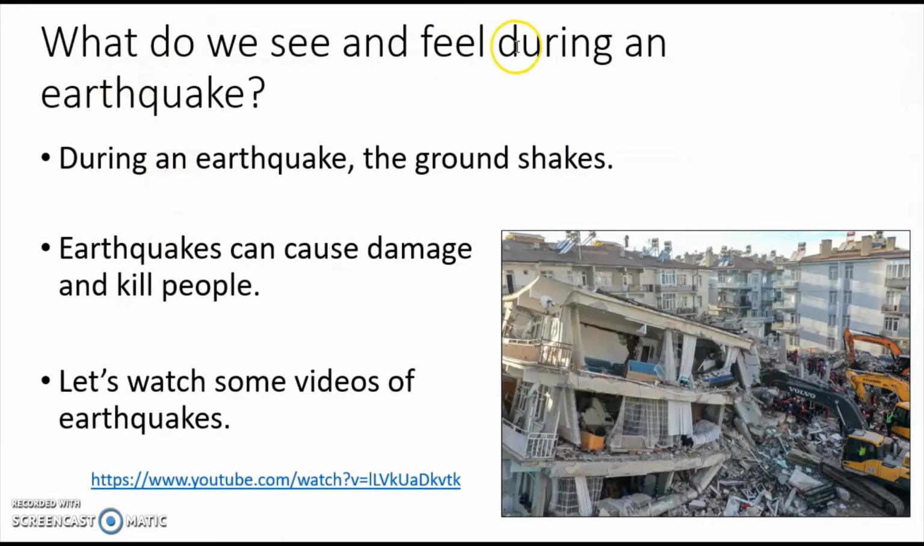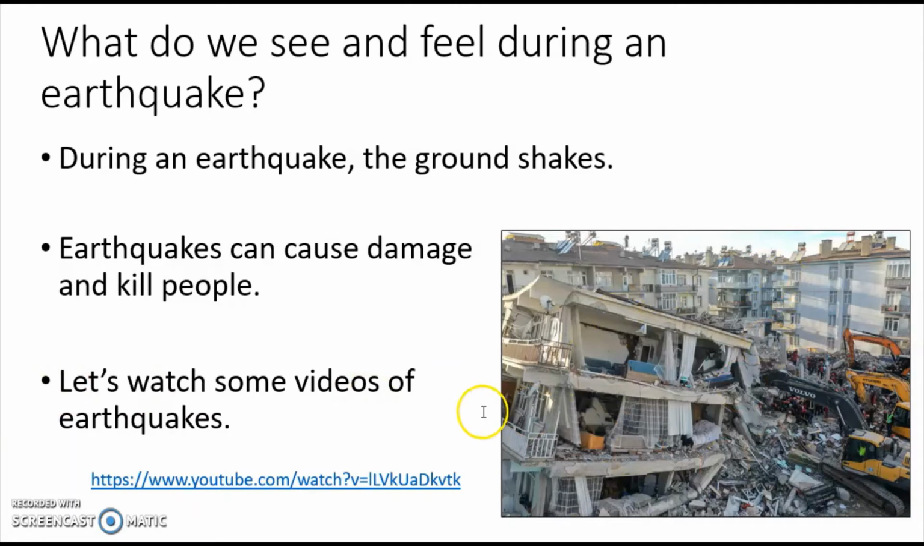Okay, more about earthquakes. What do we see and feel during an earthquake? During an earthquake, the ground shakes. It's a very weird feeling, like the ground you're standing on is shaking and you're trying to hold on to something because you're going to lose your balance. Earthquakes can cause damage and kill people. Look at this. That's a huge mess. Oh, that one is in Turkey. Turkey is in, well, some people think it's in Asia, some people think it's Europe. It might be in between, but Turkey is where this earthquake happened.